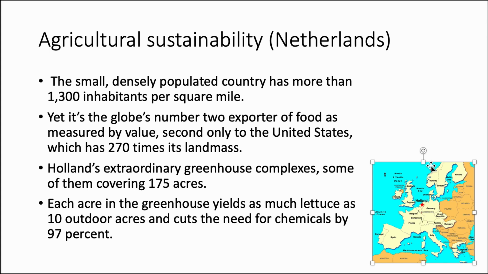And the Netherlands, they're already ahead of the game because they had to create these greenhouses to grow plants in the first place, right? Each acre of greenhouse yields as much lettuce as 10 outdoor acres, right? And they cut the need for chemicals by 97%. So in an enclosed greenhouse, these agronomists can control basically everything. With all this control, you have this really amazing yield.